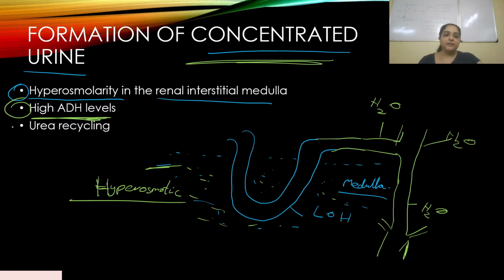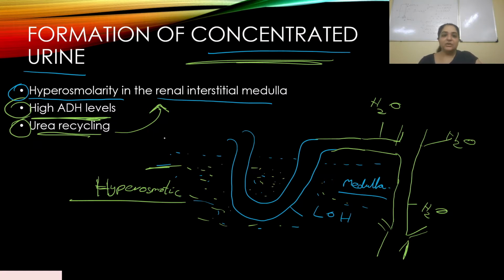Now lastly, urea recycling. Urea recycling is very much related to the hyperosmolar region of the renal interstitial medulla, and like I told you, the loop of Henle plays an important role. We'll come to that. That is what countercurrent multiplication is. So the loop of Henle plays a very important role in creating this hyperosmotic environment.